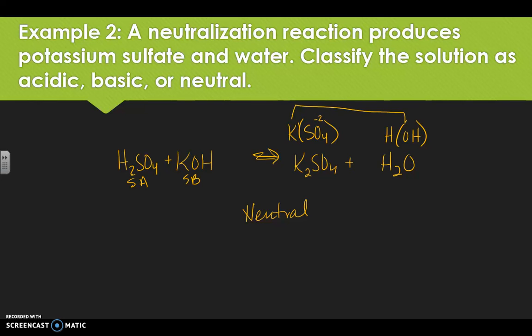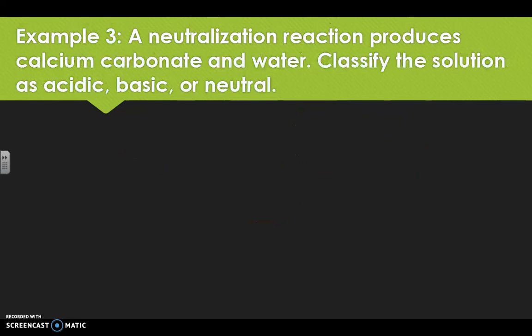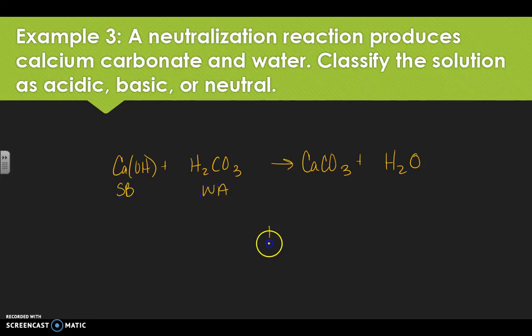Okay, hopefully you're catching on by now, and if you're not, hopefully this last one will catch you on, and then we're just going to practice this all day in class tomorrow. All right, so we've got one that produces calcium carbonate, CaCO3, and water, H2O. I'm not going to break it apart for you this time. I want you to see if you can figure it out on your own. All right, so this is going to produce calcium hydroxide and carbonic acid. Calcium hydroxide is a strong base. Carbonic acid is a weak acid, so this would be a basic solution.